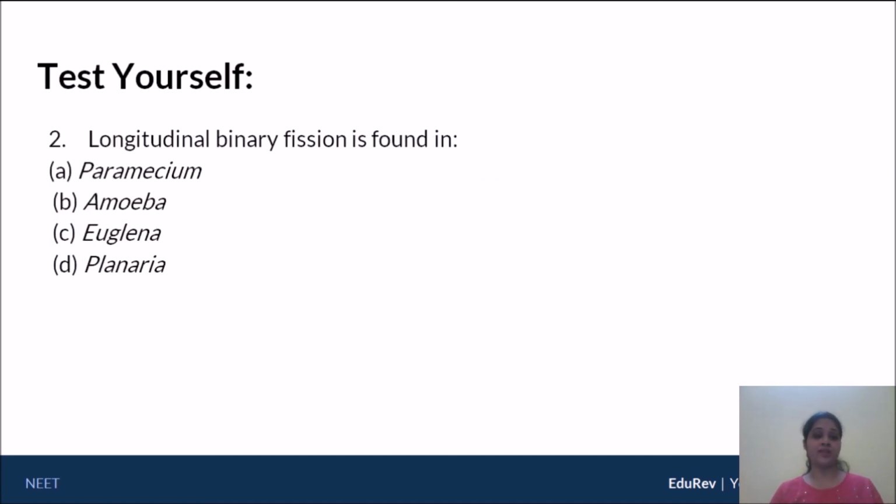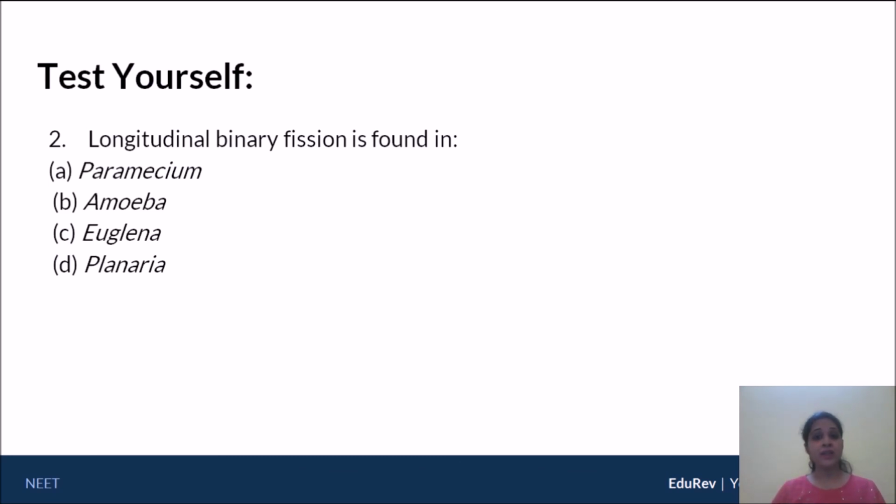Let's go to the second question. Longitudinal binary fission is found in dash, and you have four options here: Paramecium, Amoeba, Euglena, and Planaria. Now, why the word longitudinal very specifically? If we take Paramecium, it has cilia all over, so it does not really matter whether I cut it transversely or longitudinally. Second, Amoeba, irregular in shape, does not really matter how I cut it. Planaria, we don't speak about binary fission in Planaria, we speak about regeneration.